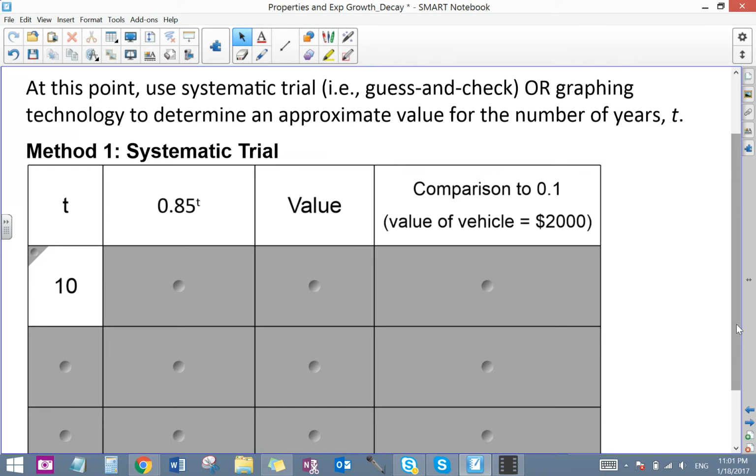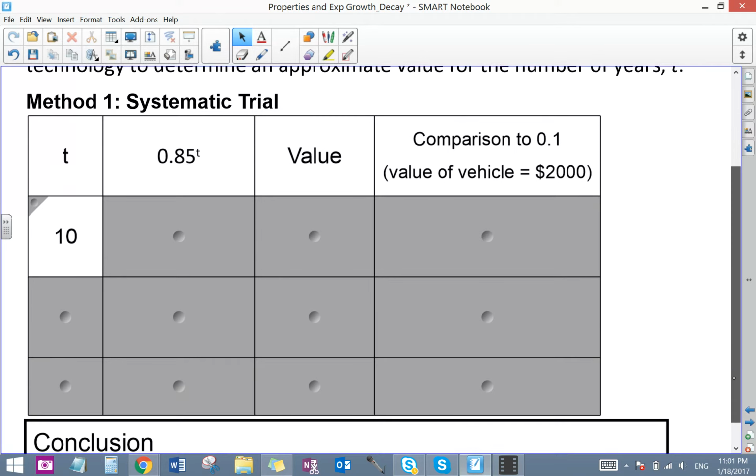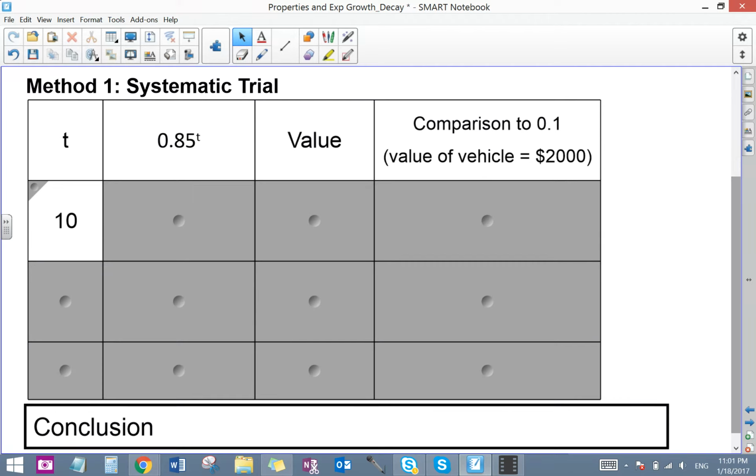One is called systematic trial, and you're very accustomed to that, and we'll use graphing technology, or Desmos, to try it again. So with systematic trial, I like to set up my work in the form of a table. It just works well for me as an organizer. And I'm going to start with a value of 10 years. Seeing that in the last part, after 5 years, we were just under 9,000, I'm going to go up to say 10 years, and I'm going to give it a try.